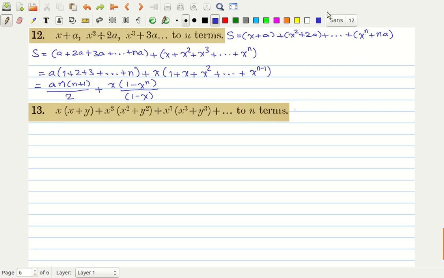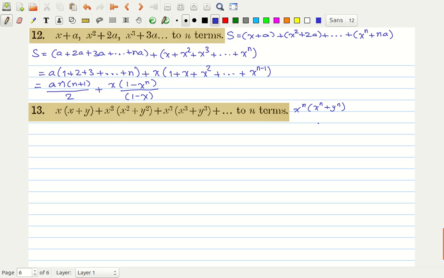Okay, problem number 13 is a similar problem. We have to sum the following series. It is x times x plus y plus x square times x square plus y square plus x cube times x cube plus y cube, and so on. So what is the nth term going to be? We see that the first term is x square, x cube. So we know that the nth term is going to be x to the power n times, what is the first term here? x plus y. Second term is x square plus y square. Third term is x cube plus y cube. So the nth term is going to be x to the power n plus y to the power n.